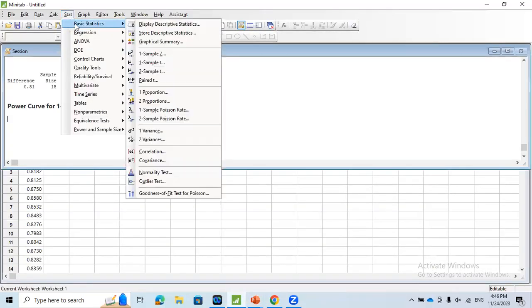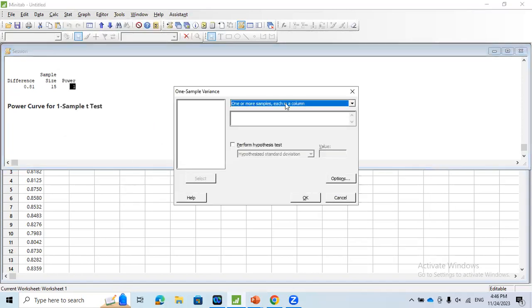We use statistics and basic. For this case, we have the variant, one variant and two variant. For this case, one variant. We choose one variant. And if you have the data in a spreadsheet, you can choose this.